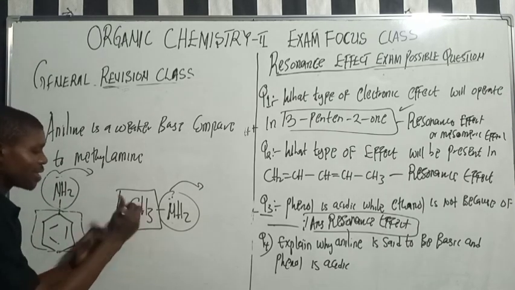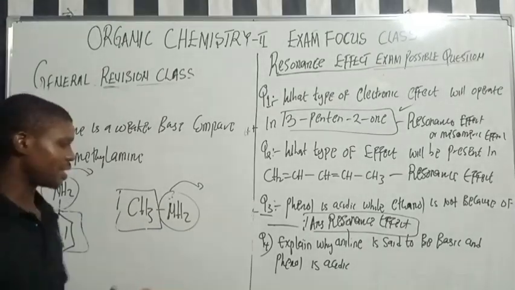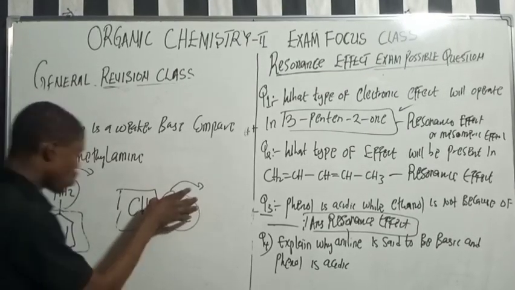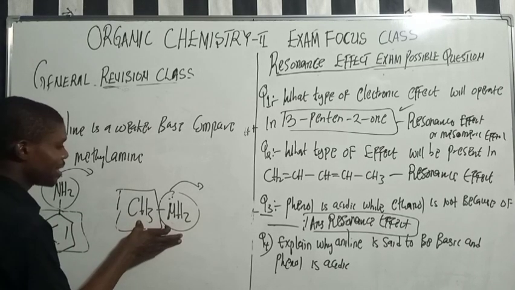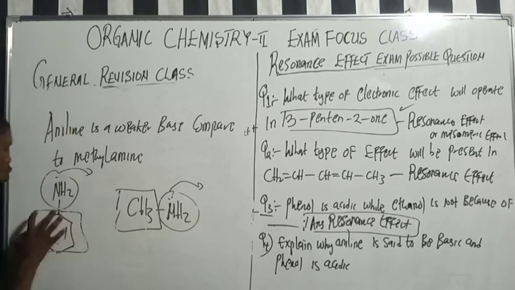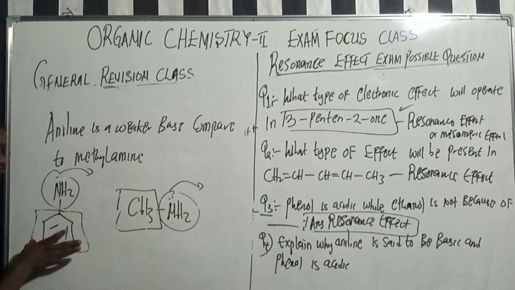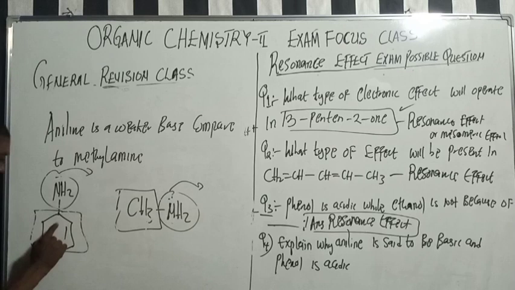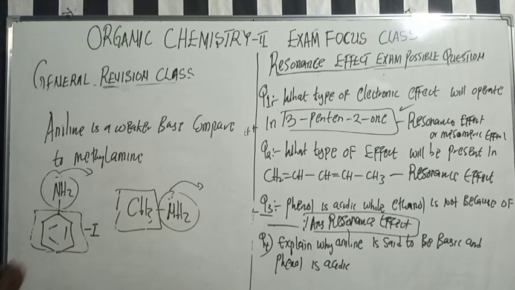But methyl does not decrease electron density, it increases electron density. So in this one, the electron is easy to donate compared to the other one. Do you get that? So methylamine is a stronger base compared to phenyl or aniline. This one is a weaker base, but that one is a stronger base. Why? Because this one has a minus R effect, it's okay, a minus I effect.